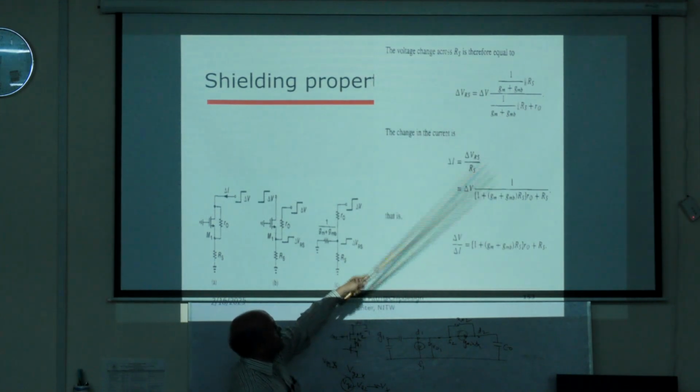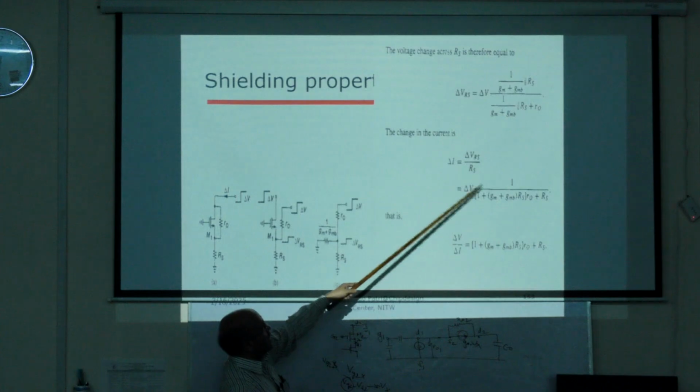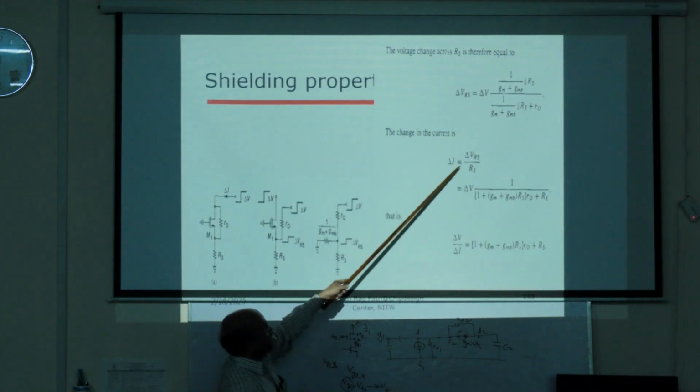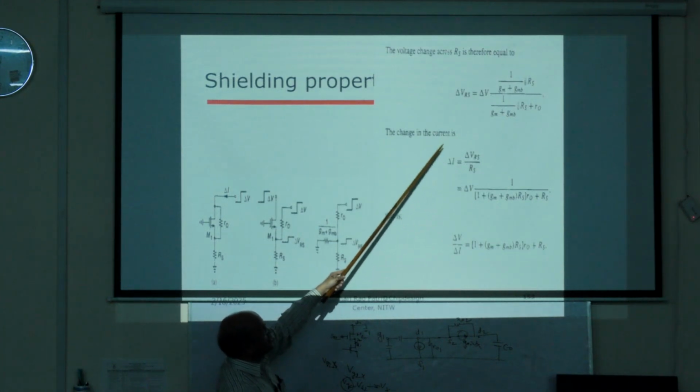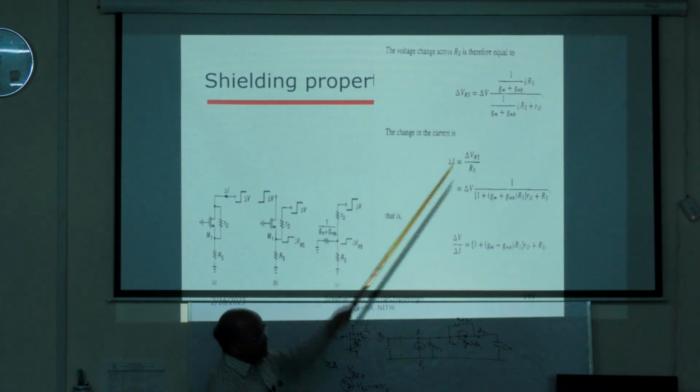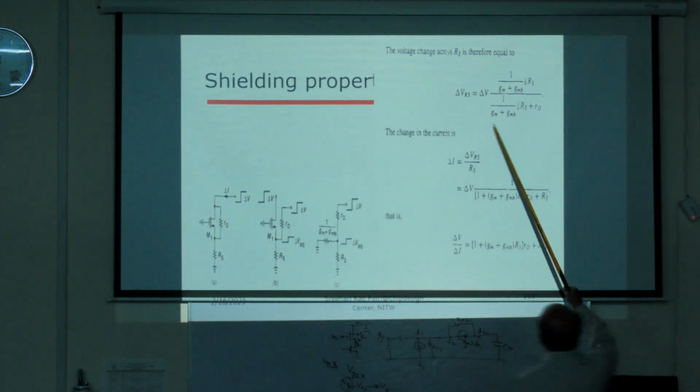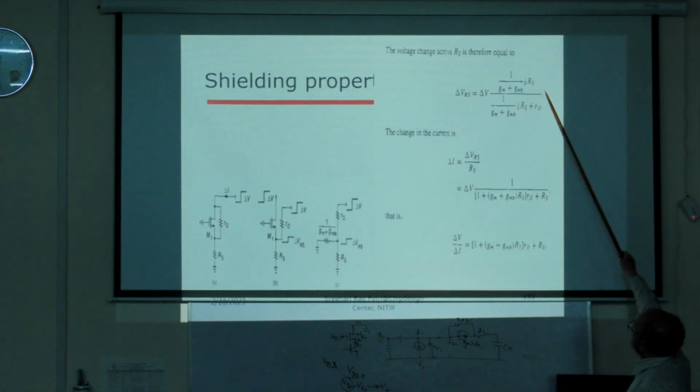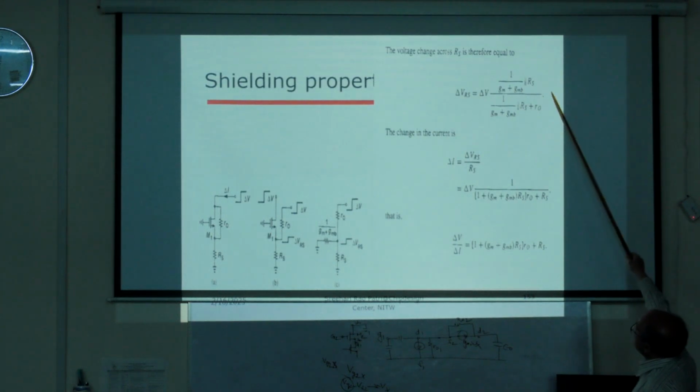So if you try to do the simplification, what I am getting here, by inspection itself I can say this delta VRS has a numerator and denominator. If you try to compare, is the numerator larger or is the denominator larger?